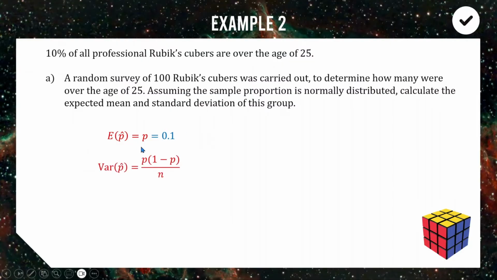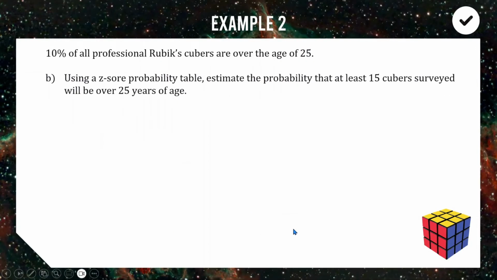For our variance, we're going to do 0.1 times 0.9 divided by the sample size of 100, which gets us a value of 0.0009. Which is really good because when you do the square root of this to get the standard deviation, this is actually a nice number. The square root of 0.0009 is 0.03. So now we have our bell curve ready to go. We have our mean of 0.1 and we have our standard deviation of 0.03. Okay, so that's part A done.